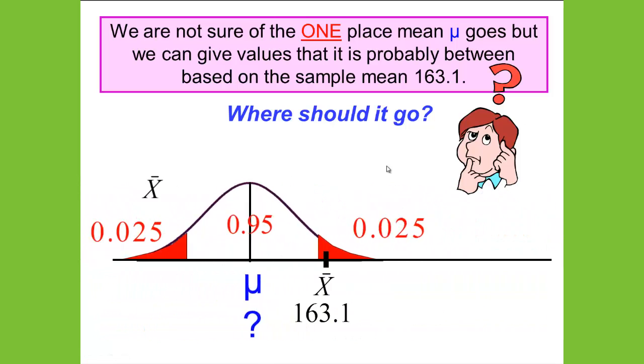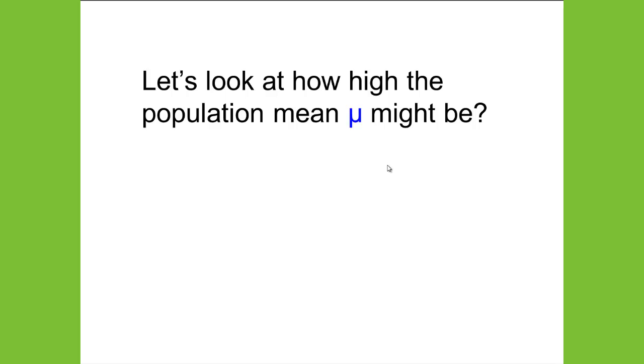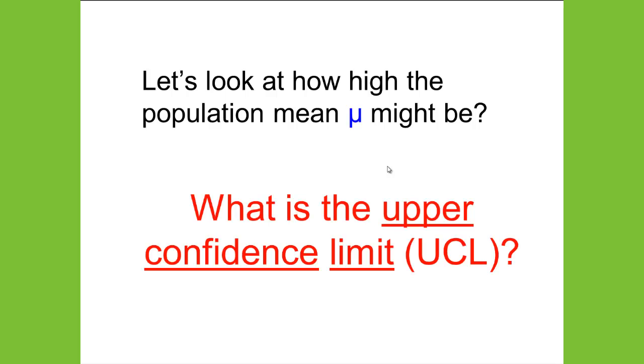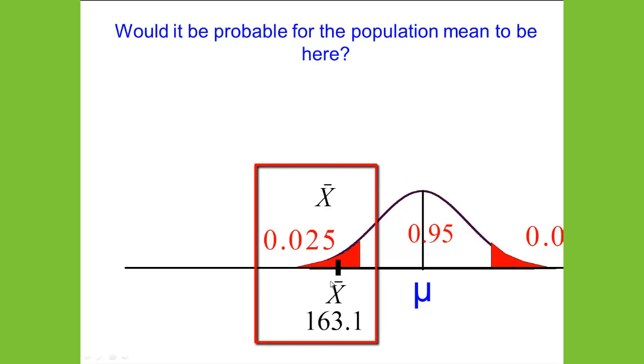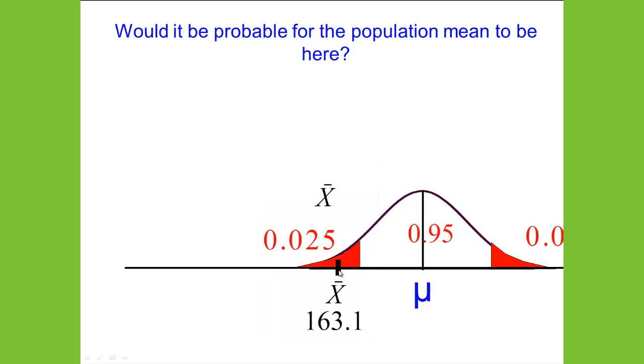Again, where is the range, or where should it go? Let's look at how high the population mean might be. What is the upper confidence limit, or the UCL? Would it be probable for the mean to be as high as it is here? Well, if the mean is as high as it is here, that would mean that the x-bar, or the sample mean, would be here. And notice that that's in the tail, and if it's in the tail, that would be unusual for the x-bar to be as far down as it is and be in that red zone of the 0.025 of this left tail.